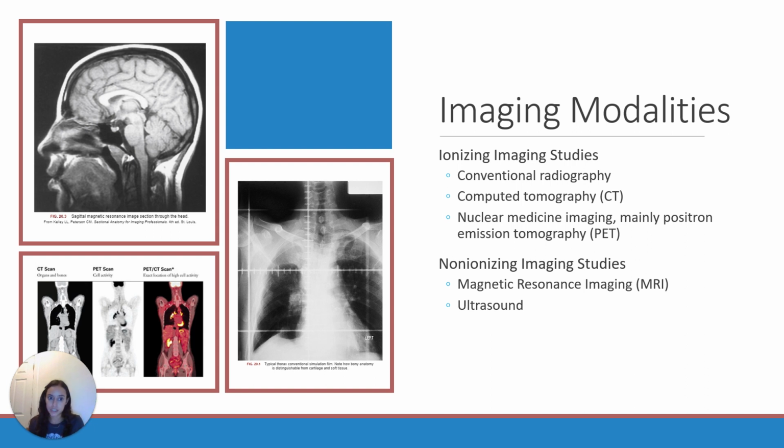Nuclear medicine imaging, mainly positron emission tomography, so PET scans. What's happening in nuclear medicine? You're actually using radioisotopes to delineate where there is activity, or tumor activity in this case. So the radioisotope is injected into the patient, it circulates through the body, and it emits positively charged electrons. These are known as positrons. The positrons collide with conventional electrons, and they cause the release of gamma rays. And then these gamma rays are detected.